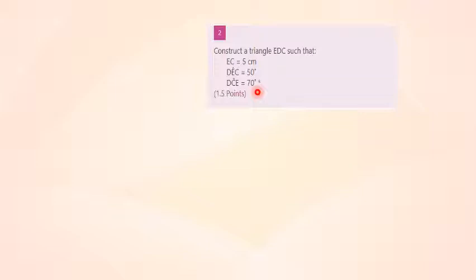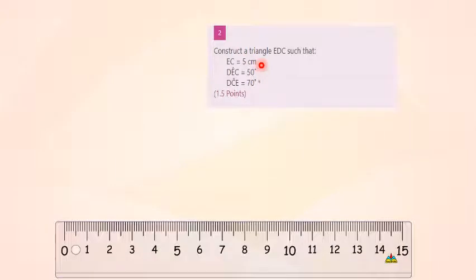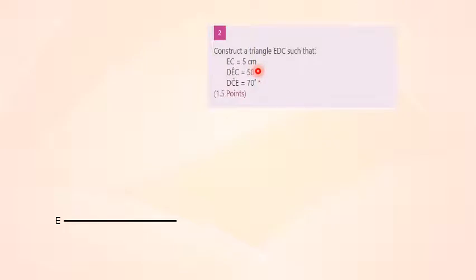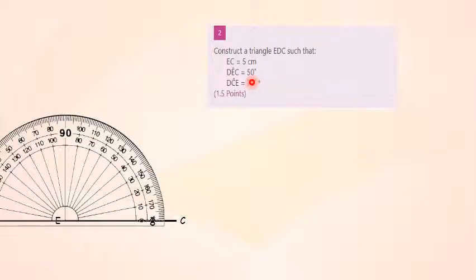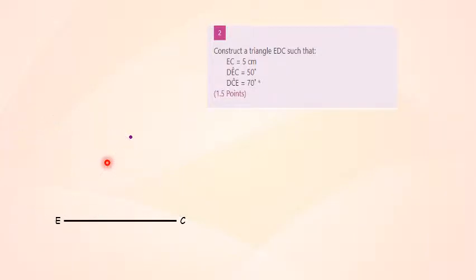How can I start? By drawing AC, by using our ruler starting from the zero. This is a segment of length 5 centimeters. I have to name it E and C, and it's very important to label the triangle and plot the vertices well. Now DAC equal 50 degrees. To draw an angle, I have to use my protractor. Okay, starting from 0, 10, 20, 30, 40, 50. This is where I should plot and draw a semiline. This angle here is 50 degrees.